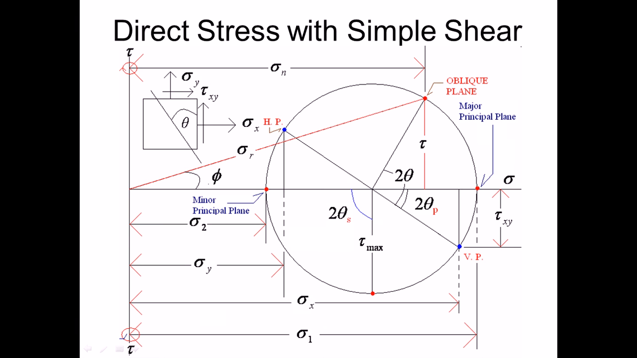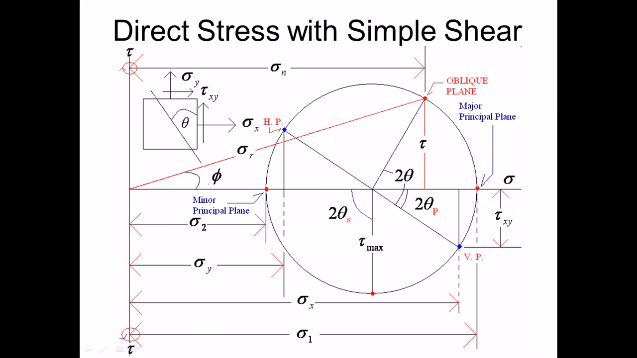So this is your vertical plane. From here you will go to theta degree, and if you draw one line, it will intersect the Mohr circle at a certain point. This point is called the oblique plane. The oblique plane has two stresses, one is normal stress, one is shear stress. The distance measured parallel to the x-axis is sigma n. And the distance measured parallel to the y-axis is the shear stress, tau.